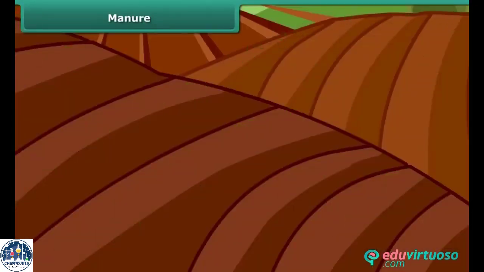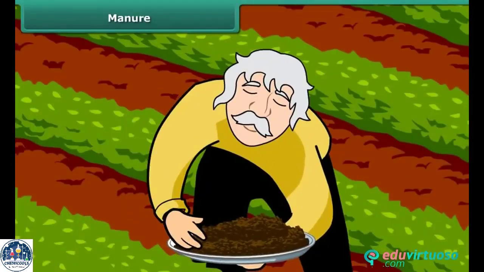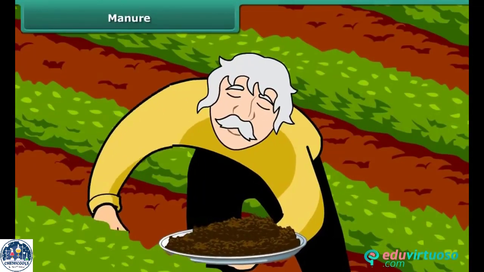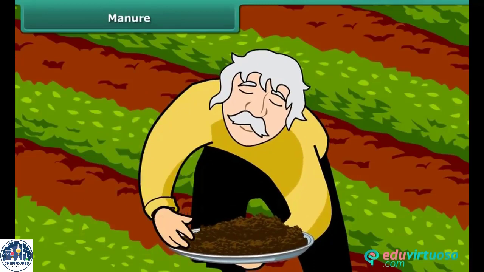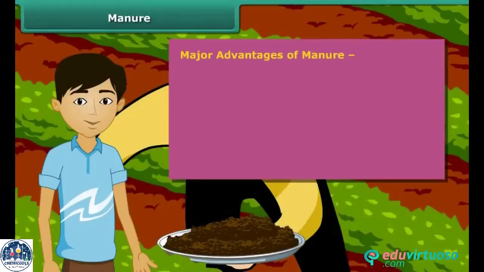Soil fertility and nutrients are reduced due to repeated cultivation of crops year after year. Farmers therefore add manure to the fields to replenish the soil with nutrients. This process is called manuring. Now let us look at some of the major advantages of organic manure.